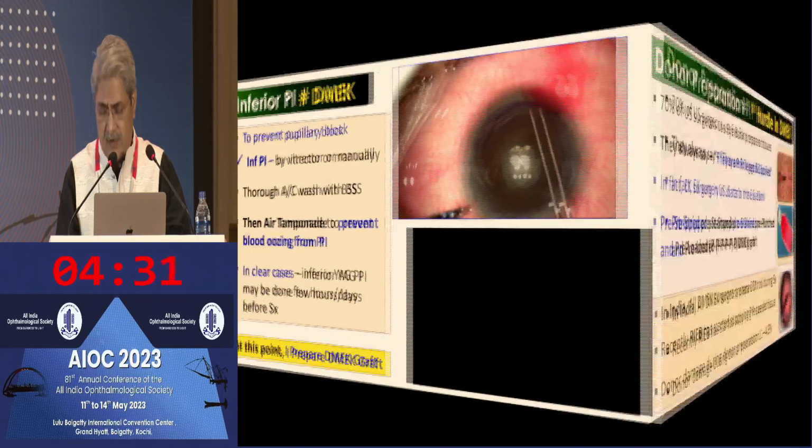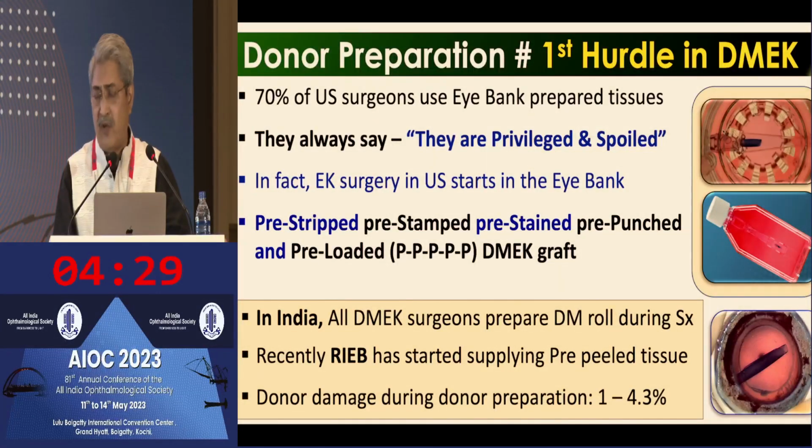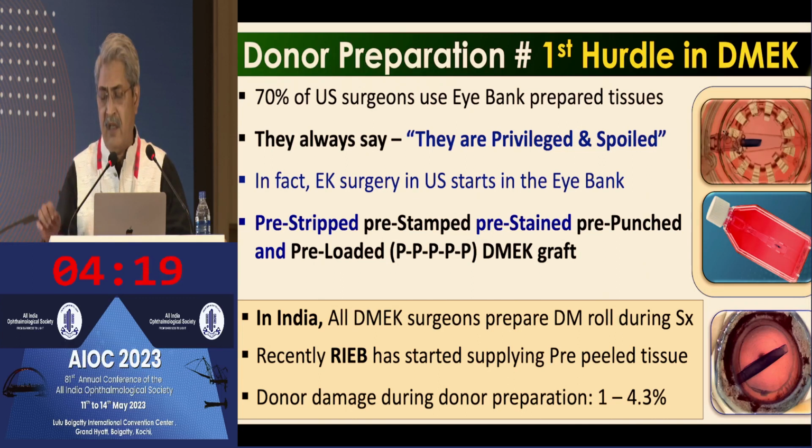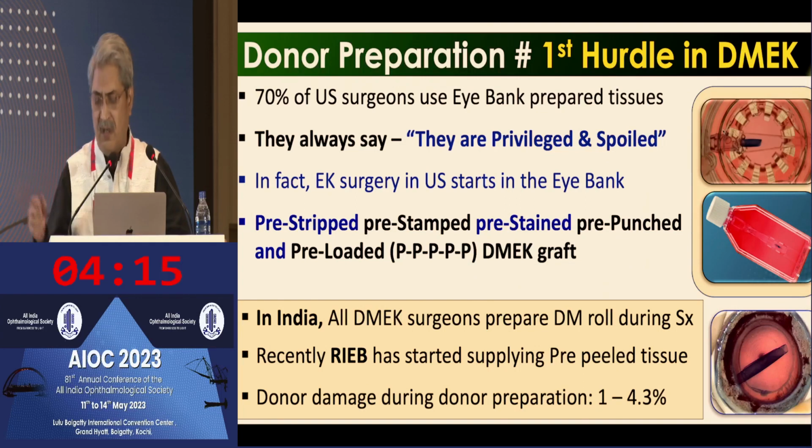And this is the point where I usually prepare the donor. In the Western world, they are all using pre-peeled DMEK grafts. In India, all are doing it. Recently, Ramayamma sent me 2 tissues for a test, showing how they are using pre-peeled tissue for the surgeon, and I have used 2 tissues, and the patients are doing fine. The donor preparation failure is around 1 to 4%.